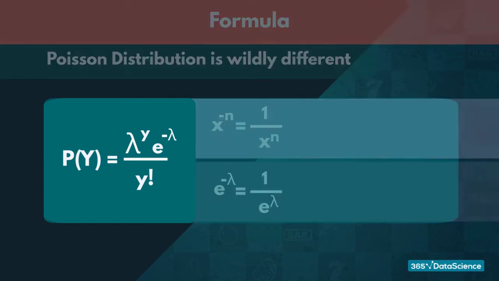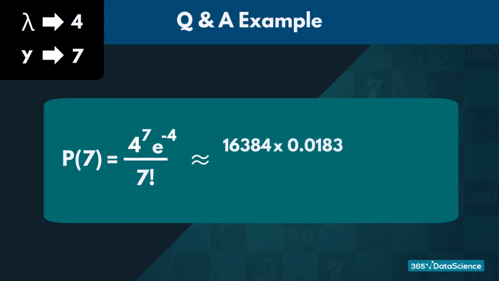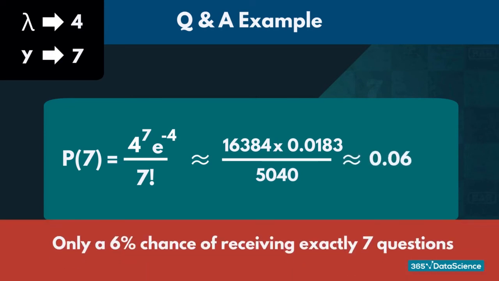Right. Going back to our example, the probability of receiving 7 questions is equal to 4 raised to the 7th degree multiplied by e raised to the negative 4 over 7 factorial. That approximately equals 16,384 times 0.0183 over 5,040, or 0.06. Therefore, there was only a 6% chance of receiving exactly 7 questions.